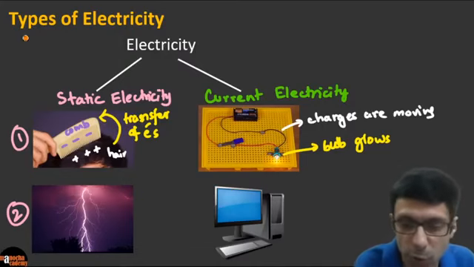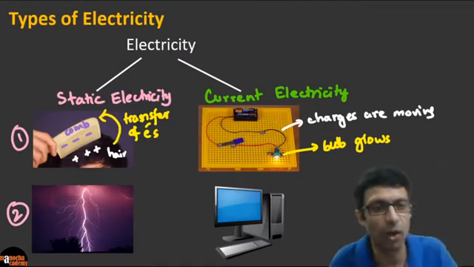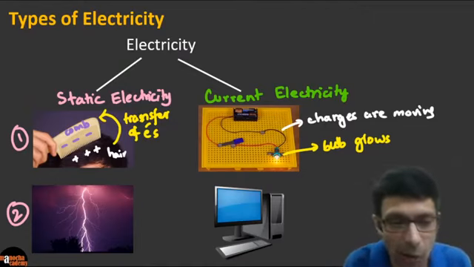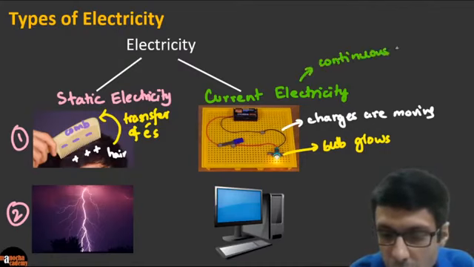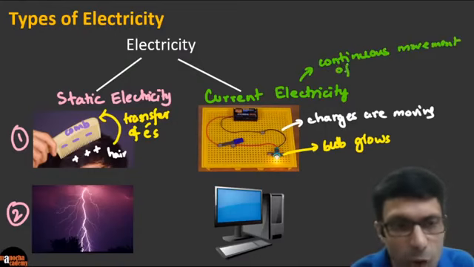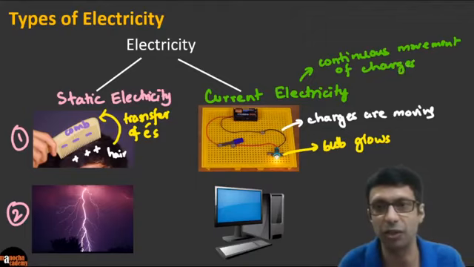And same with your computer, right? So these are all running on current electricity, right? You've heard the word current, electric current. So this falls in this category. And what is the important thing? Continuous motion, continuous movement of charges, okay? So continuous movement of charges, and that is current electricity.